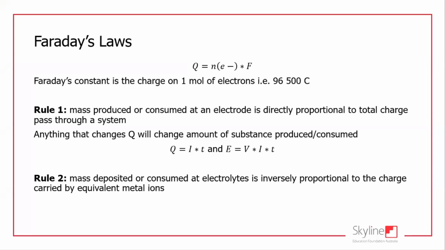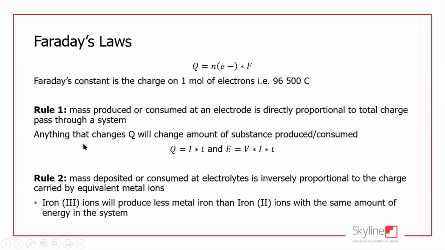So mass deposited or consumed at electrodes, not at electrolytes, is inversely proportional to the charge carried by equivalent metal ions. So the higher the charge, the less stuff we're producing.